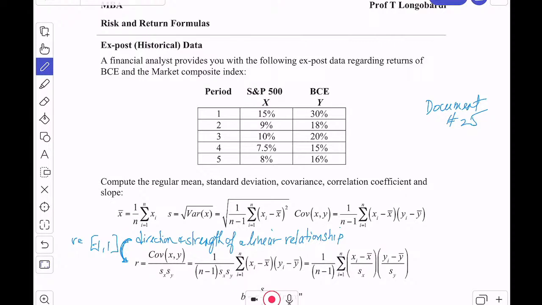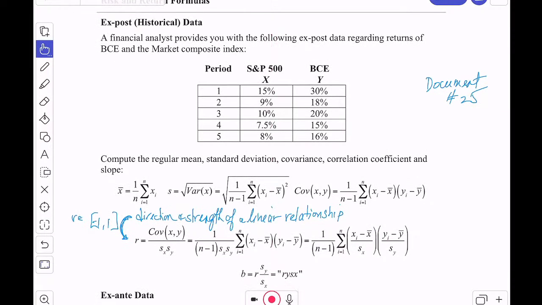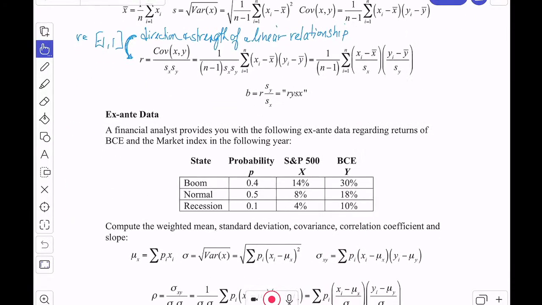Okay? So R reveals the strength like covariance cannot. So that's why we use it. Strength means how close a fit to a line the relationship is. So the closer to -1 or 1, the better the prediction line. So this is for historical data, but then I left you with ex-ante data.